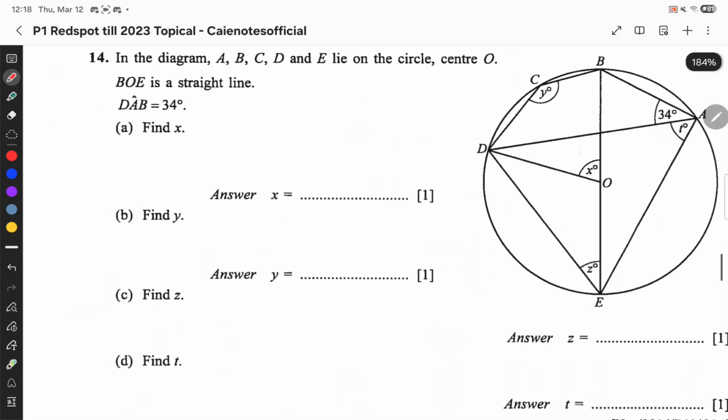Next is question number 14. Find angle X. Oh God.